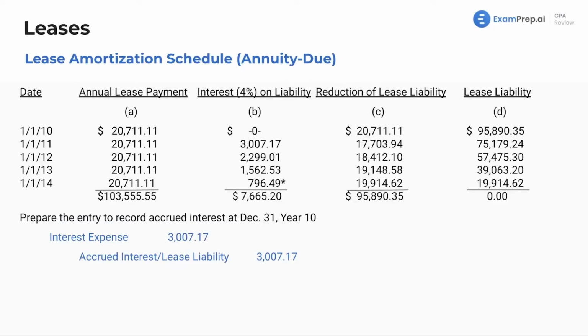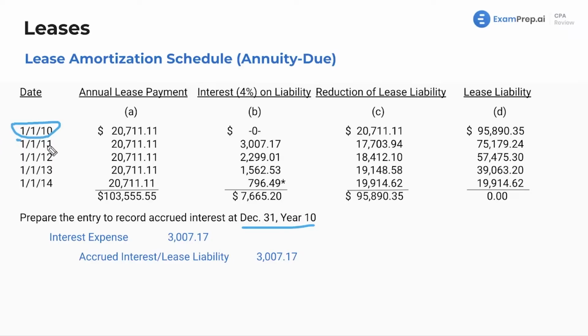Now here we're going to record our first journal entry, right? So we've got our numbers, which is super important because questions will ask about your numbers. But what are your journal entries? Questions could also ask for your journal entries. Now, what's the journal entry to record accrued interest at December 31st, year 10? Let's think about where that is. That is the day right before this day, and it's the end of this year. So it's one day before 1/1/11.